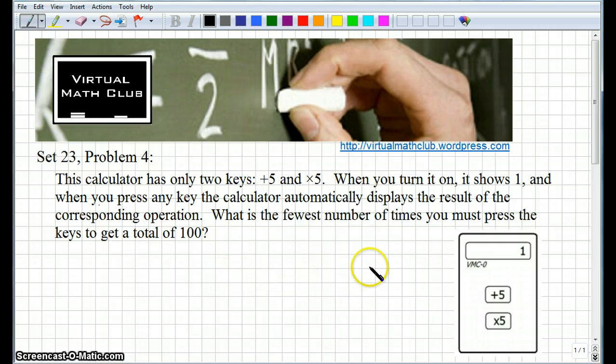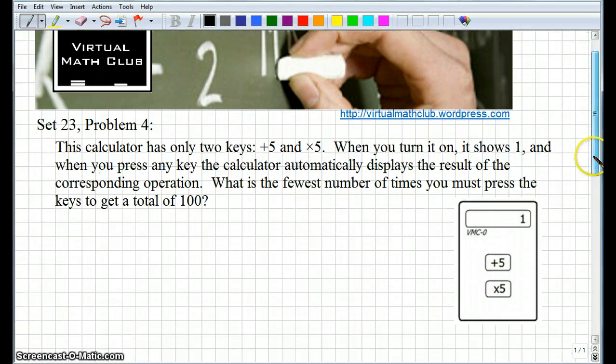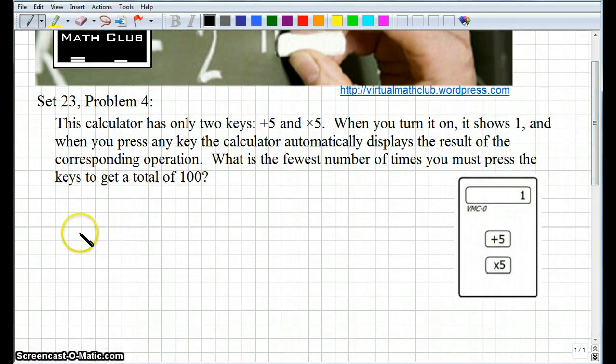Well, one way you could do this is you could draw a tree. You start with 1 and you're either going to add 5, which would give you 6, or multiply by 5, which would give you 5. And then for each of those you can either add 5, which would give you 11, or multiply by 5, which would give you 30. And for this one you could add 5, which would give you 10, or multiply by 5, which would give you 25, and so on. We could keep doing that.